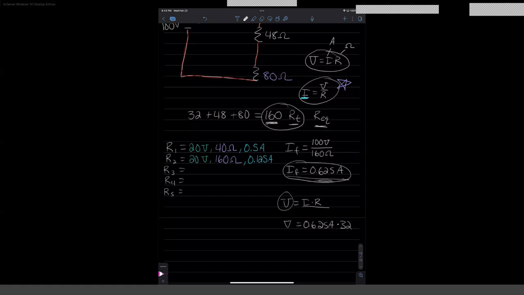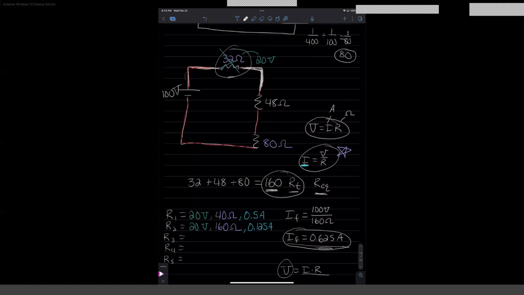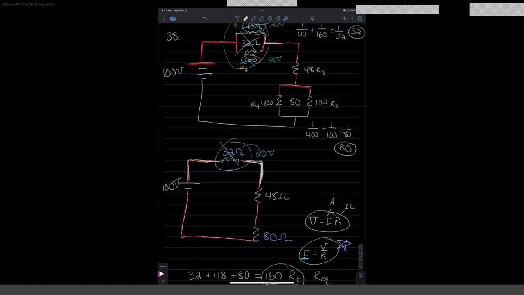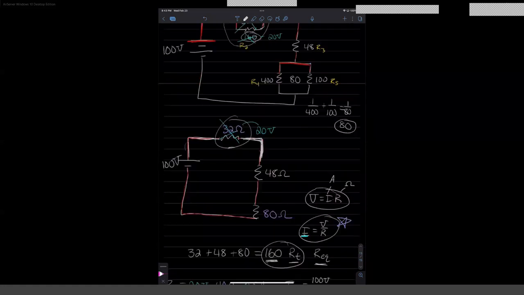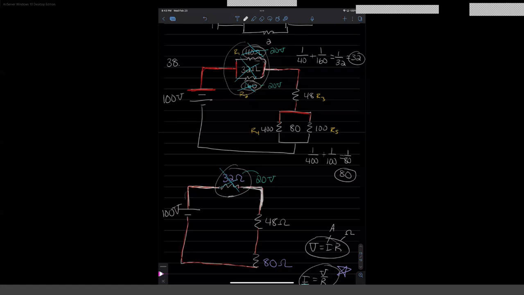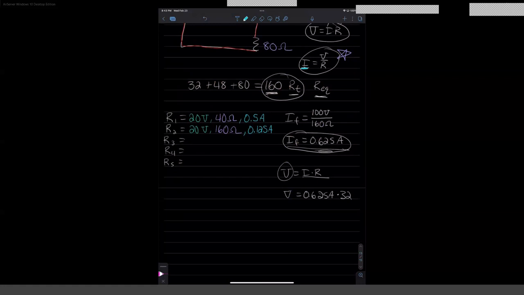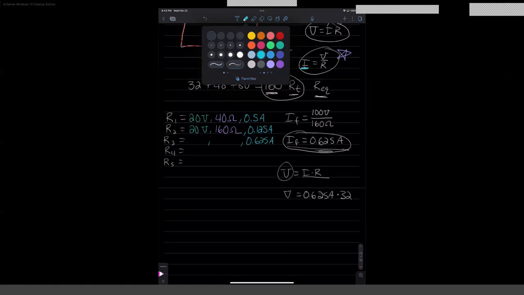Does that make sense? So it kind of splits apart in parallel, but then they come back together, and conservation of energy, right? It's neither created nor destroyed. It has to all go back somewhere. So they all meet back up. So I think for this R3, it's going to have that same 0.625 amps, and we know the resistance is 48.